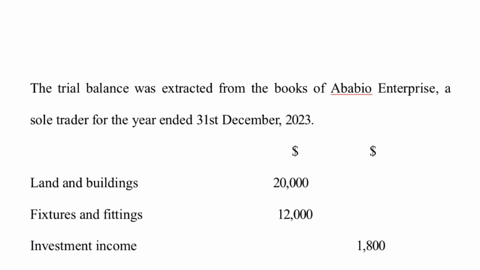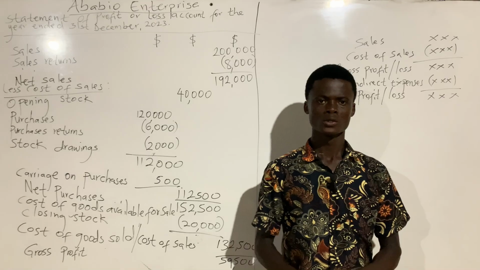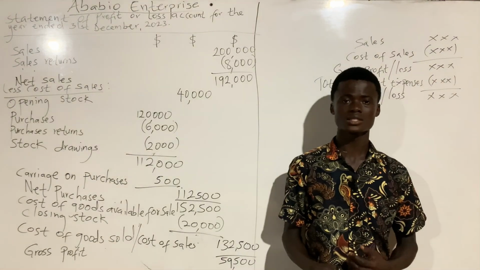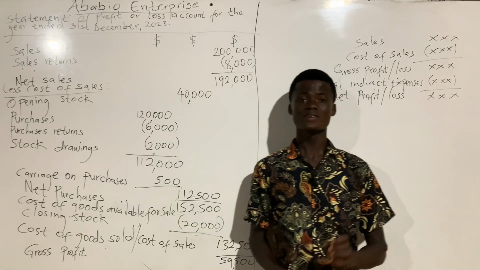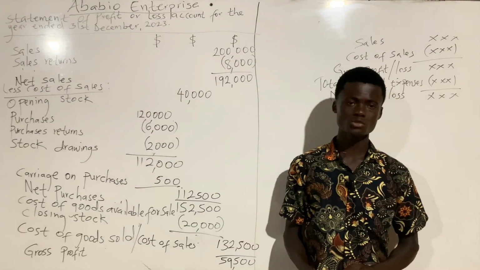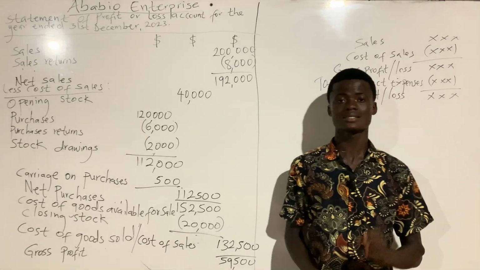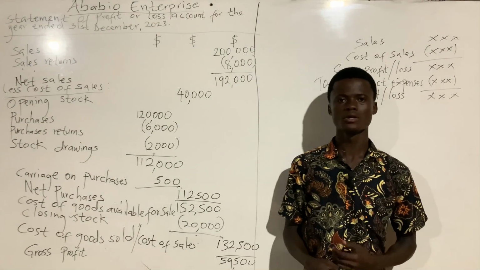So now per this question, we have investment income as the third item on the trial balance of $1,800. But on the same trial balance, there is a 10% investment of $20,000. So this means that we made an investment of $20,000, and the agreement is that we are supposed to receive 10% of that $20,000 per annum as our investment income. But in this case, we received $1,800. So that 10% of the $20,000 is our revenue earned, and that $1,800 on the trial balance is the revenue received.